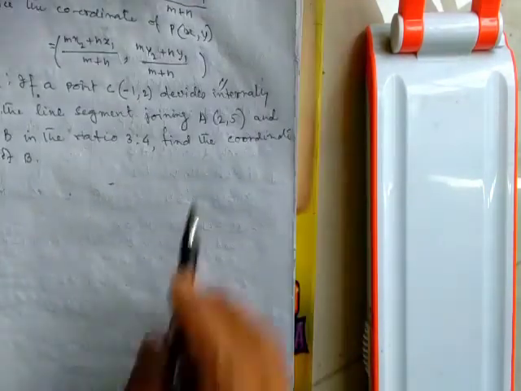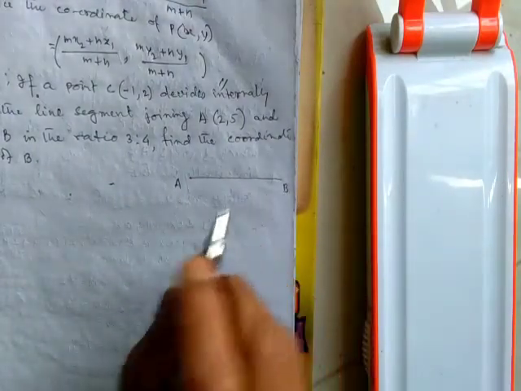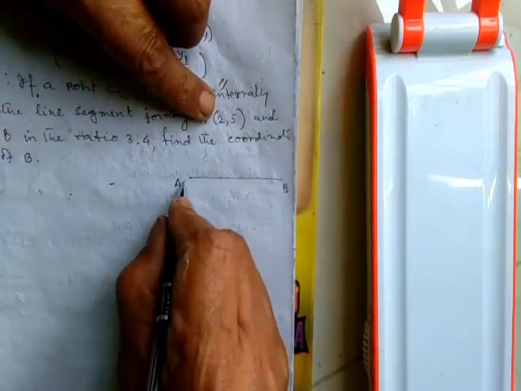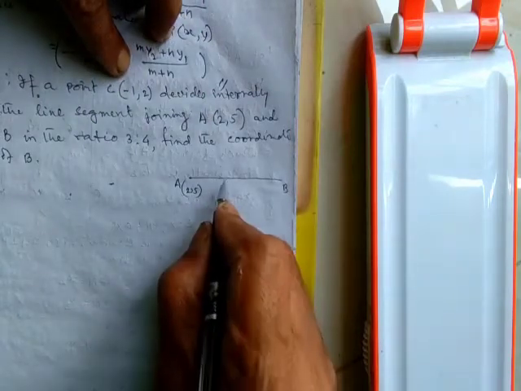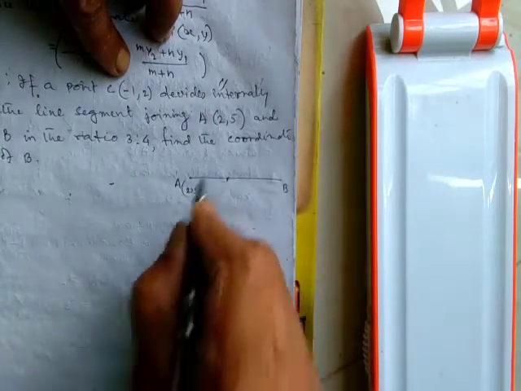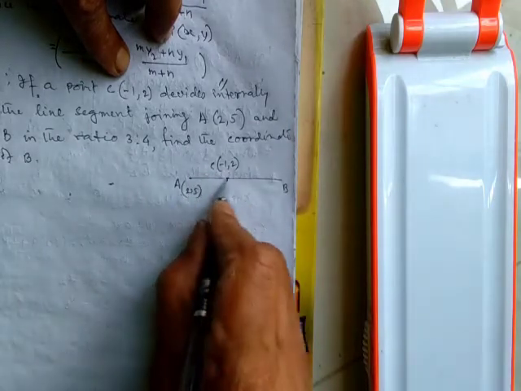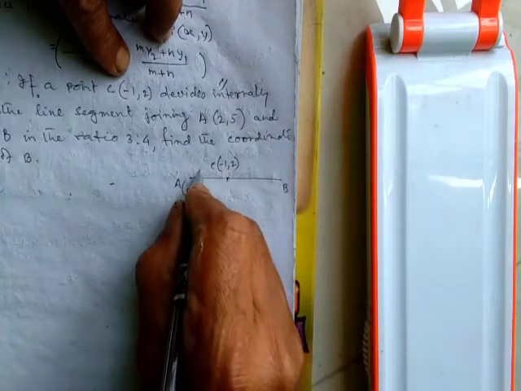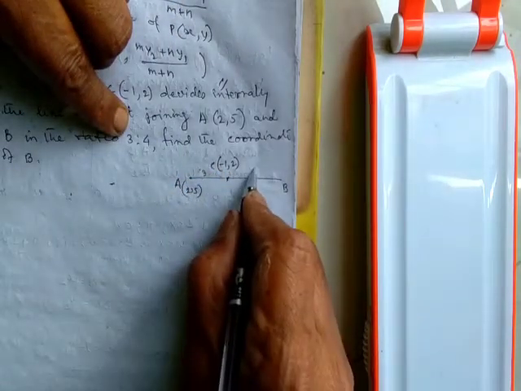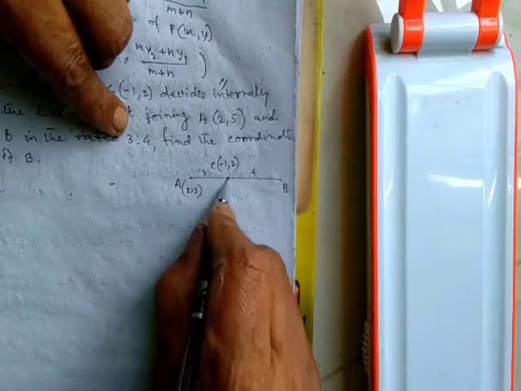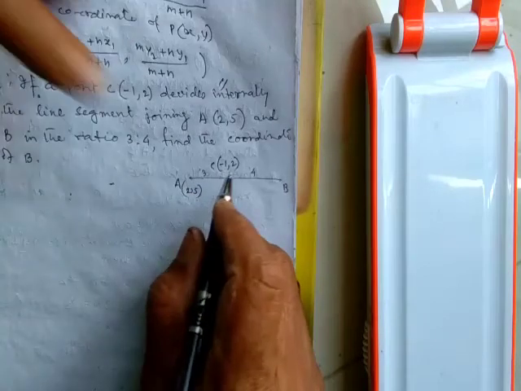That is, they have given a line segment AB. Coordinate of A is given (2, 5), and there is a point C, and that coordinate of C is (-1, 2), and this line is divided in the ratio 3:4. This is 3 part, this is 4 part. AC is to BC is equal to 3:4.